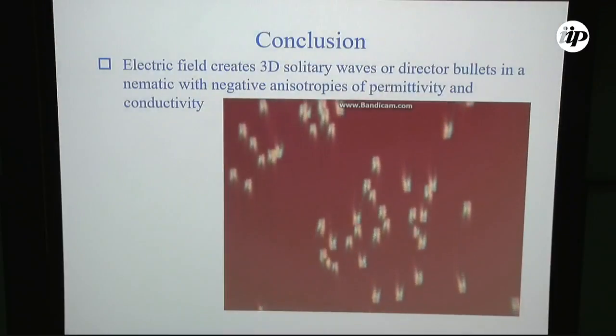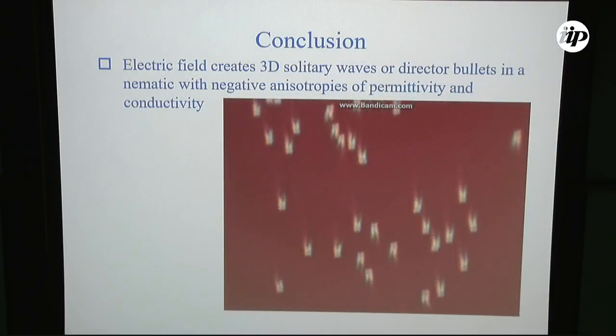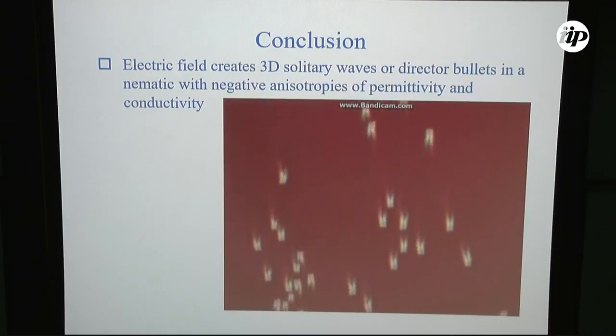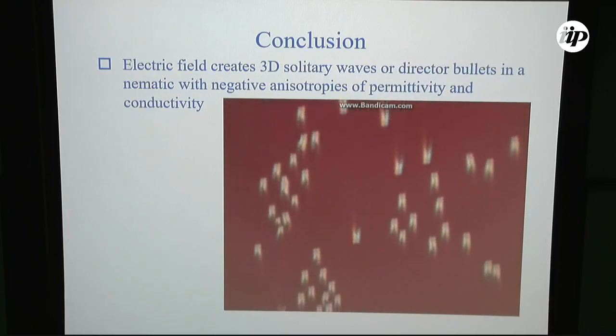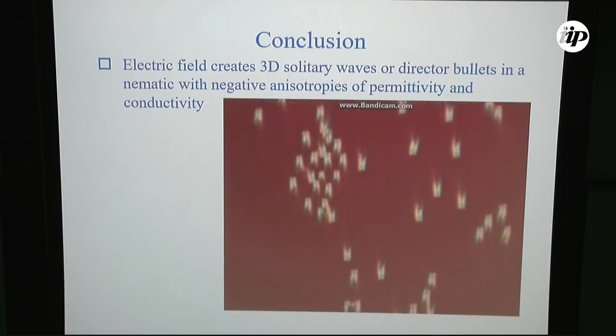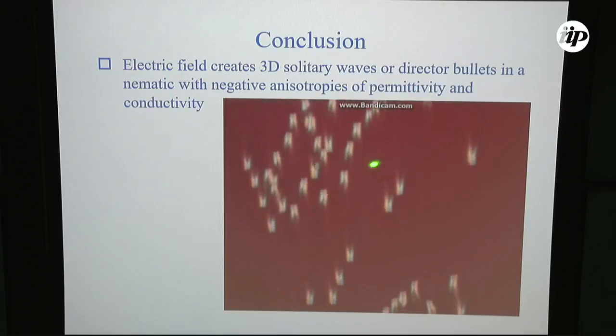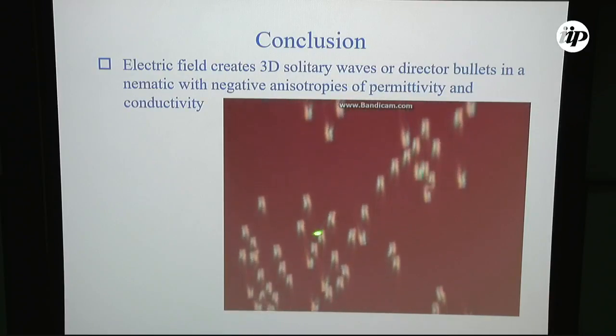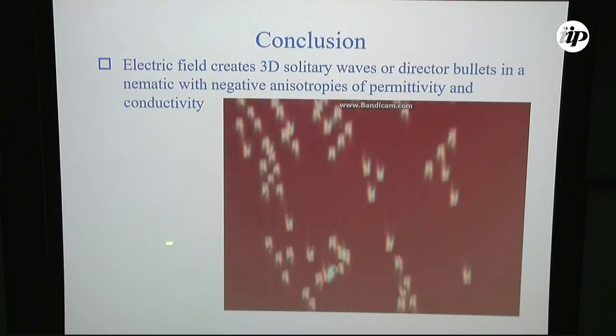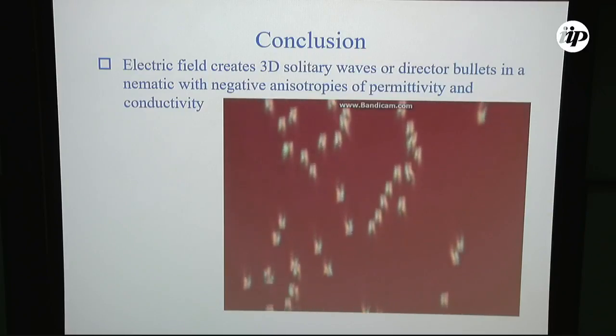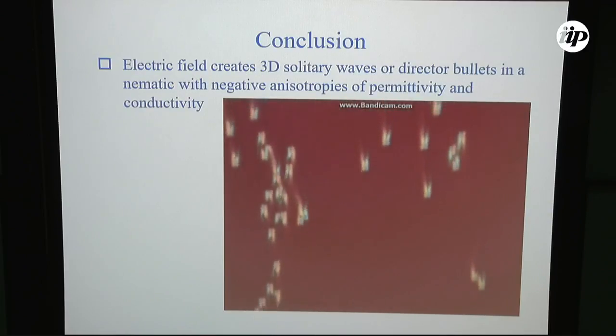So I conclude with the observation that nematic liquid crystals can produce and sustain three-dimensional solitonic excitations, three-dimensional director bullets, as we call them. They propagate quickly perpendicularly to the field and to the director. They interact and show either attraction or repulsion.